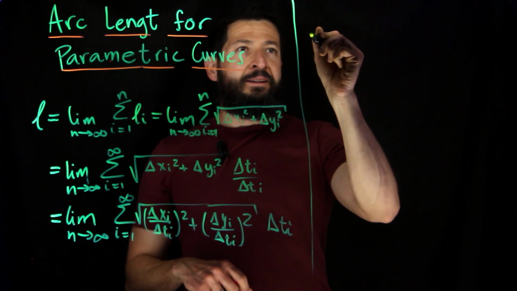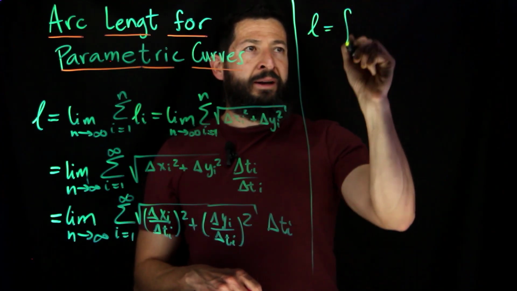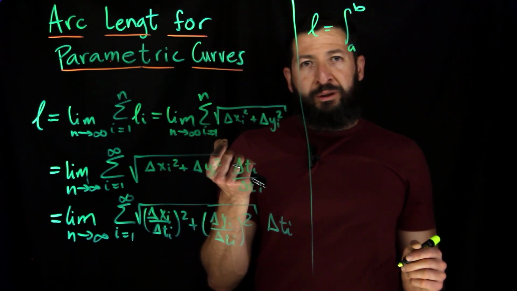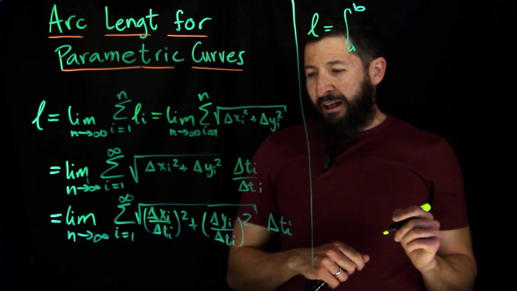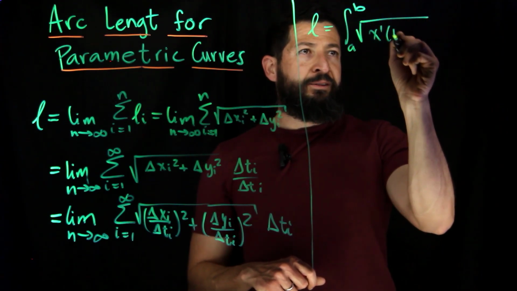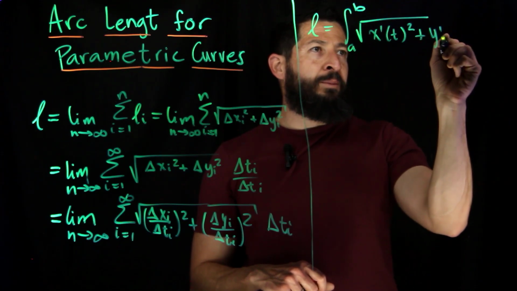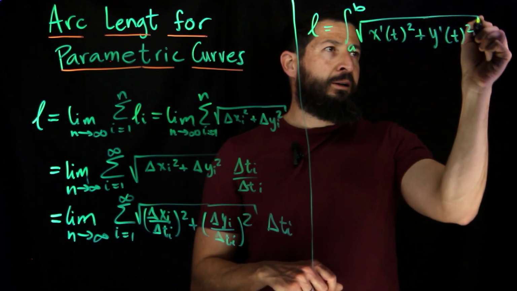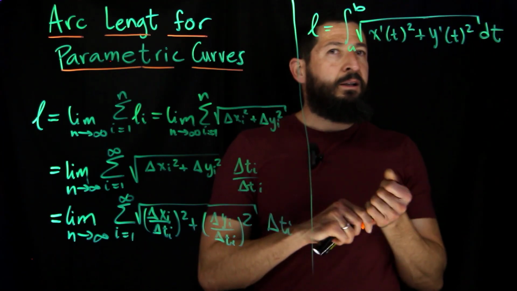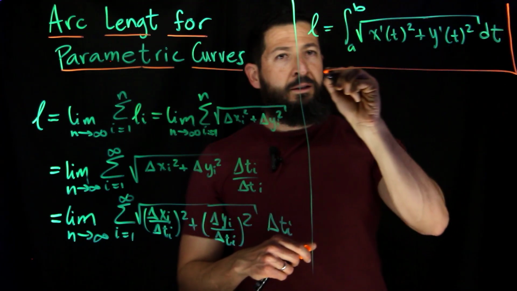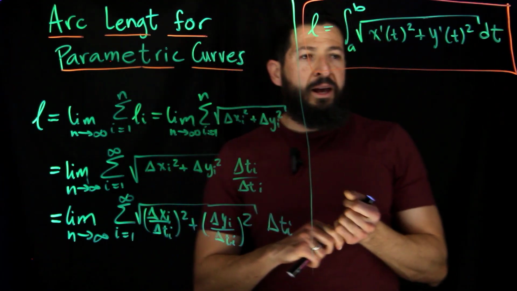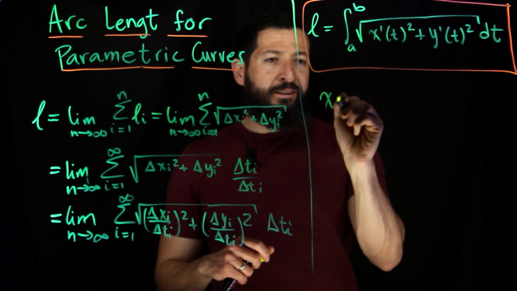As I told you, the arc length is going to be given by the integral from a to b, because my initial point in time was a and my end point in time was b. And then I'm going to have the square root of x prime of t squared plus y prime of t squared dt. And that is going to be my formula to use.